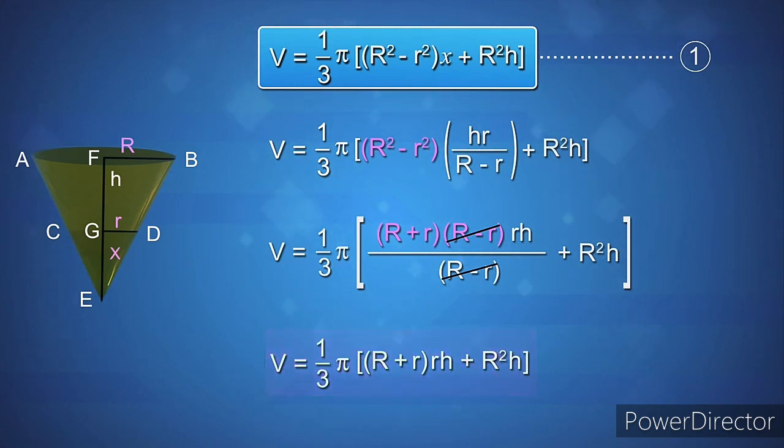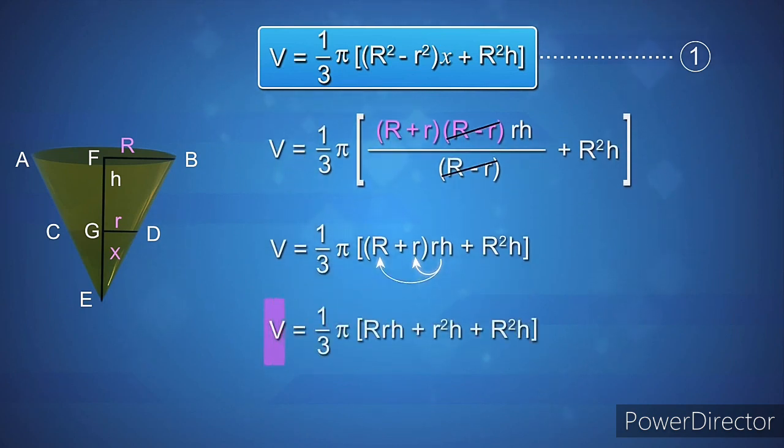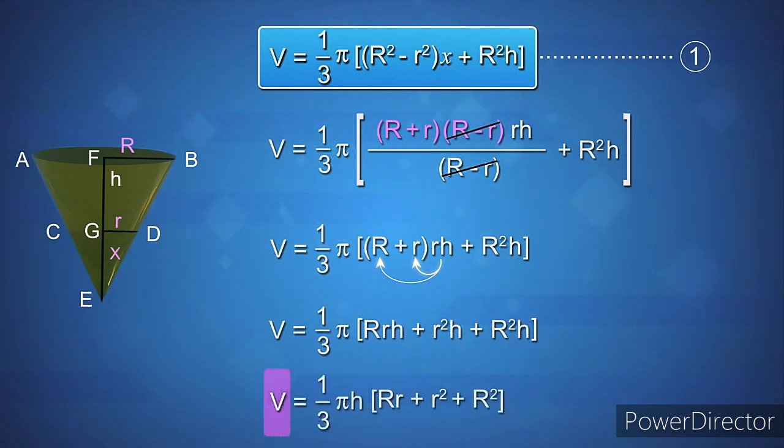square H. Now multiply small r into H with capital R plus small r. So V is equal to 1 by 3 pi into capital R into small r into H plus small r square H plus capital R square H. Here H is common for all three terms. Therefore, V is equal to 1 by 3 pi into H into capital R into small r plus small r square plus capital R square.